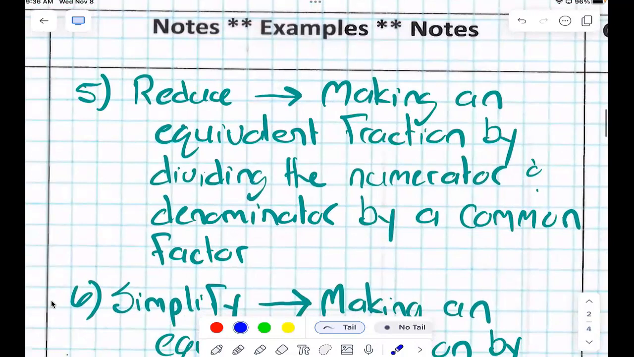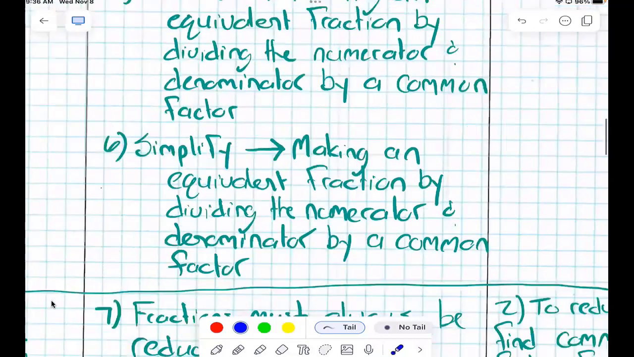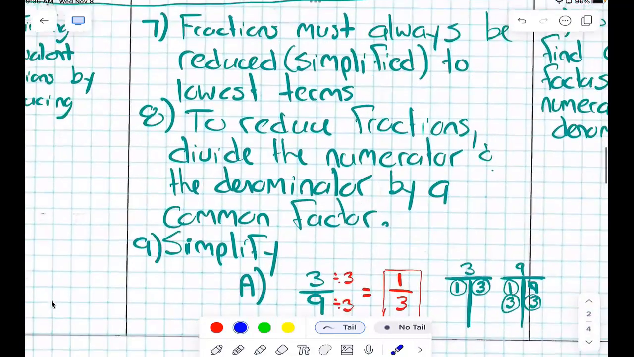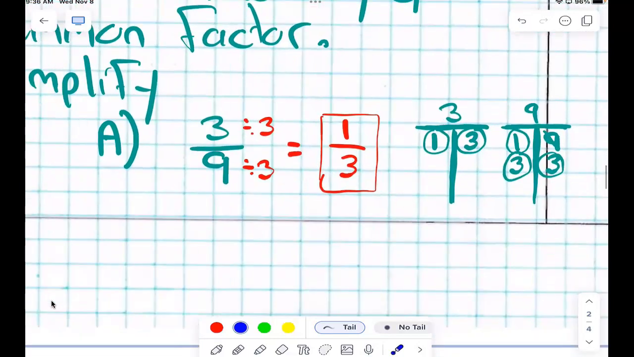What's another name for reduce? So basically reduce and simplify means make things smaller and easier, right? Yeah. So when we reduce fractions, we are going to make things smaller and easier, yes? Yeah. So 3/9. This is the numerator and this is the denominator, right? We have to find a number that goes into the numerator and denominator, right?